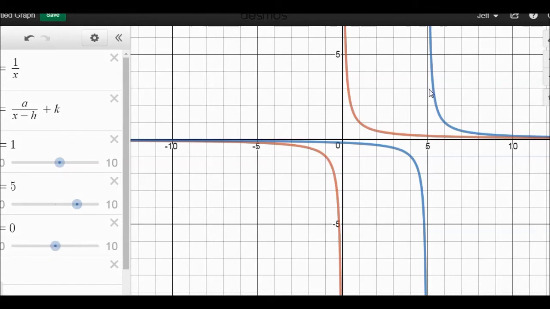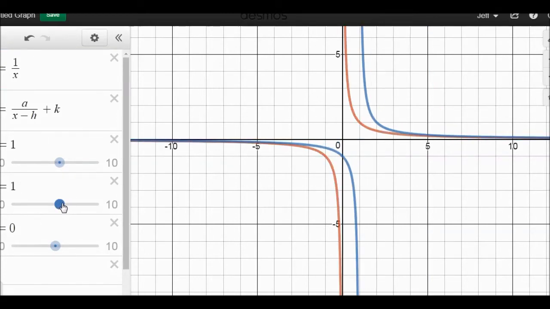Yes. So this blue graph, if I get rid of the red graph, see the vertical asymptote is x equals 5. And in this case, the equation is actually y equals 1 over x minus 5. That's what this equation is for this graph. All right, so the vertical asymptote just moves.